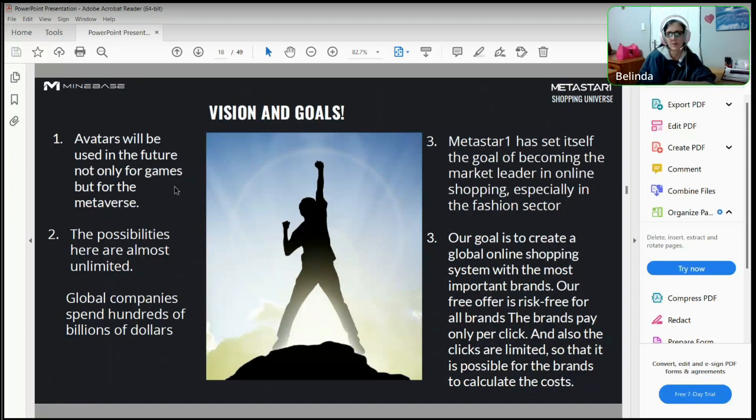Okay, shopping. It's mostly all about online shopping. It's risk-free for all brands, and the brands pay per click. So you'll earn a commission every time somebody clicks on brands. I mean, the brands themselves pay for everybody that clicks, and then you get a commission from that, because it's obviously on your shop or your shares.